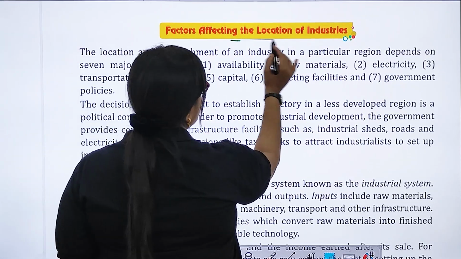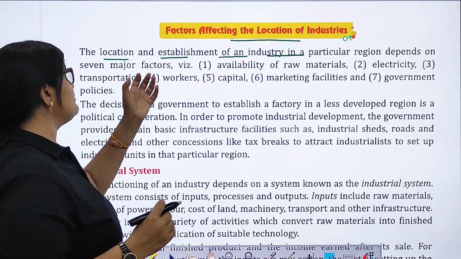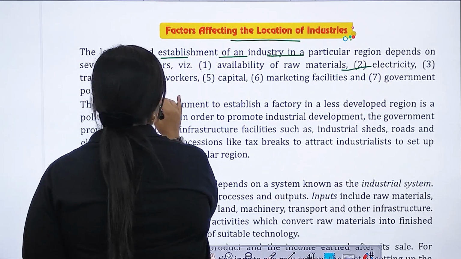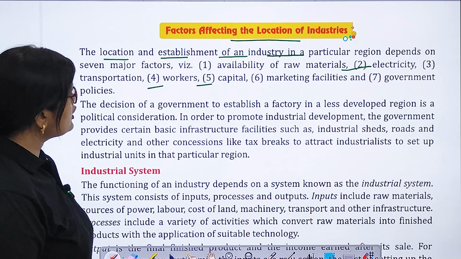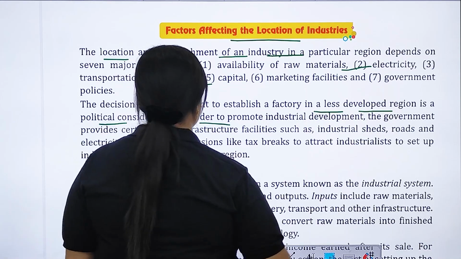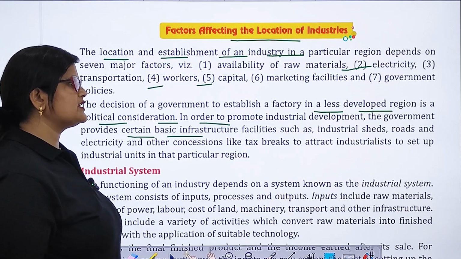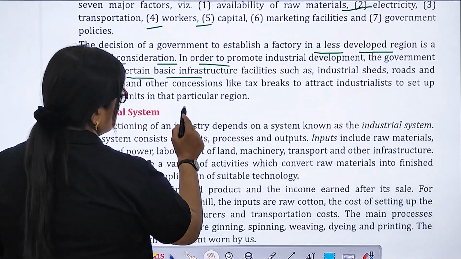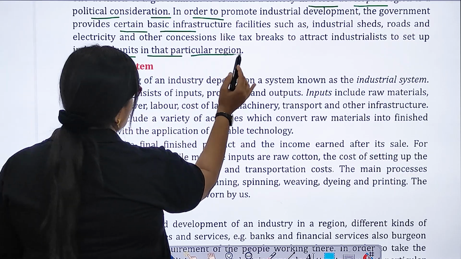Factors affecting the location of industry. The location and establishment of an industry in a particular region depend on seven major factors: availability of raw material, electricity, transportation, workers, capital, marketing facilities and government policies. The decision of a government to establish a factory in a less developed region is a political consideration. In order to promote industrial development, the government provides certain basic infrastructure facilities such as industrial sheds, roads and electricity, and other concessions like tax breaks to attract industries to set up industrial units in that particular region.